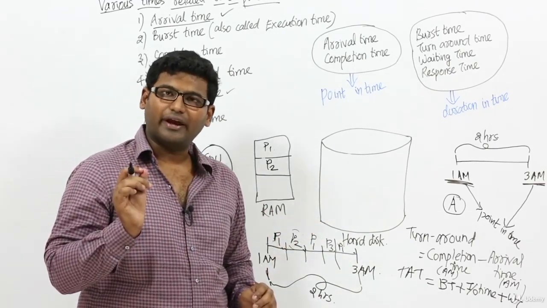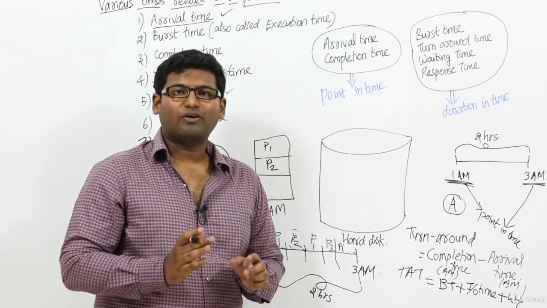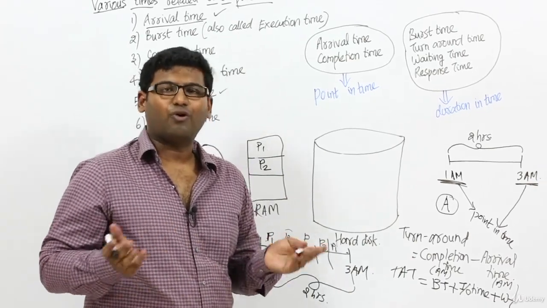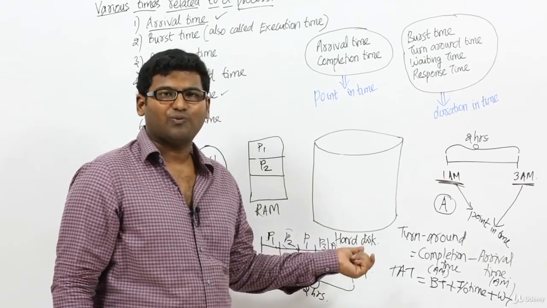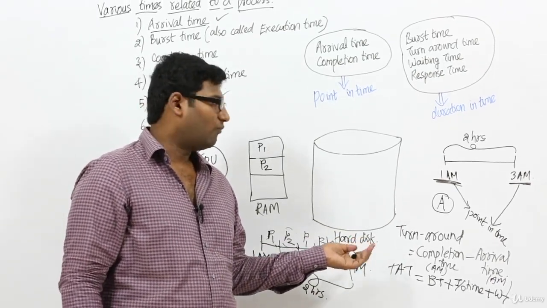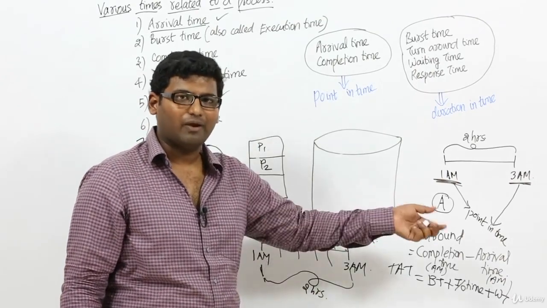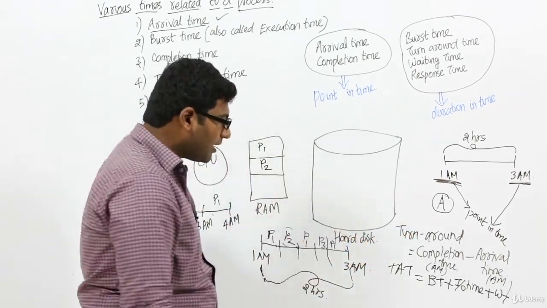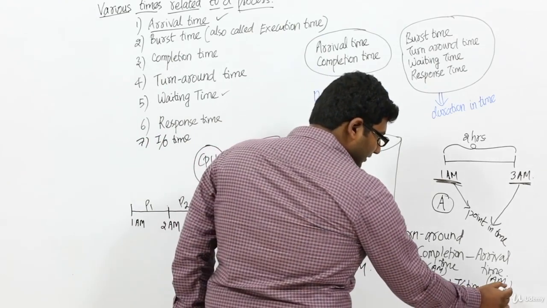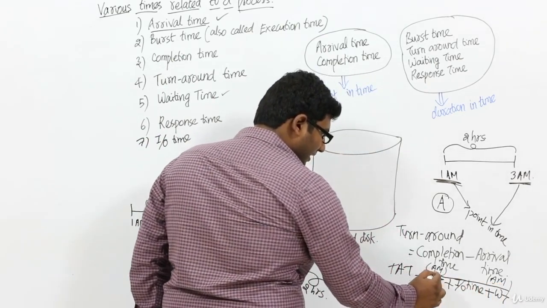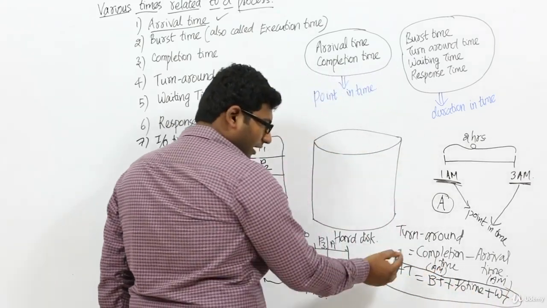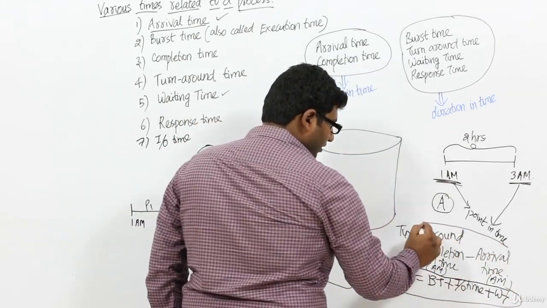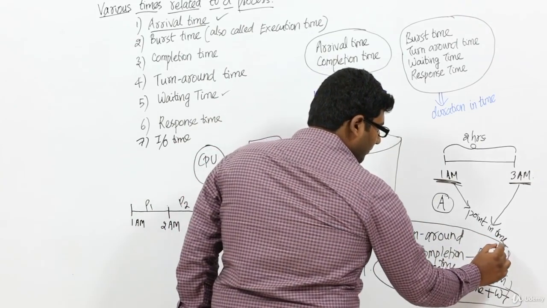IO time is also a duration in time, which means the amount of time, let us assume 3 hours or 4 hours, spent by this process in performing IO, in reading or writing from some IO devices. Okay, that is what we mean by IO time. So we can say that turnaround time is equal to burst time plus IO time plus waiting time. Okay, this is one formula. Also, this formula is correct: turnaround time equals completion time minus arrival time.